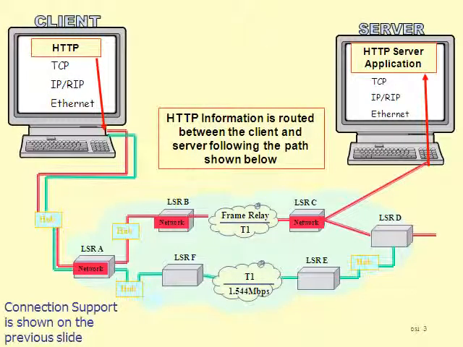This picture is sort of a duplicate of the one in the previous section, where you have HTTP in the client and HTTP in the server, and it shows that sending data between the client and the server, it goes through routers A, B, and C. The key to this is that HTTP, in order to communicate and have a session between the client and the server, needs TCP, IP, and Ethernet to support that session. So HTTP information is routed between the client and the server. This shows one of those routes.